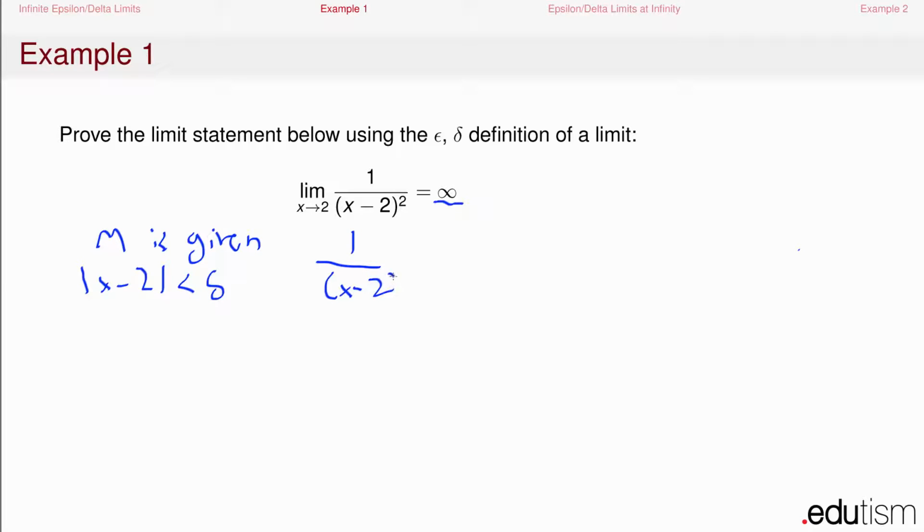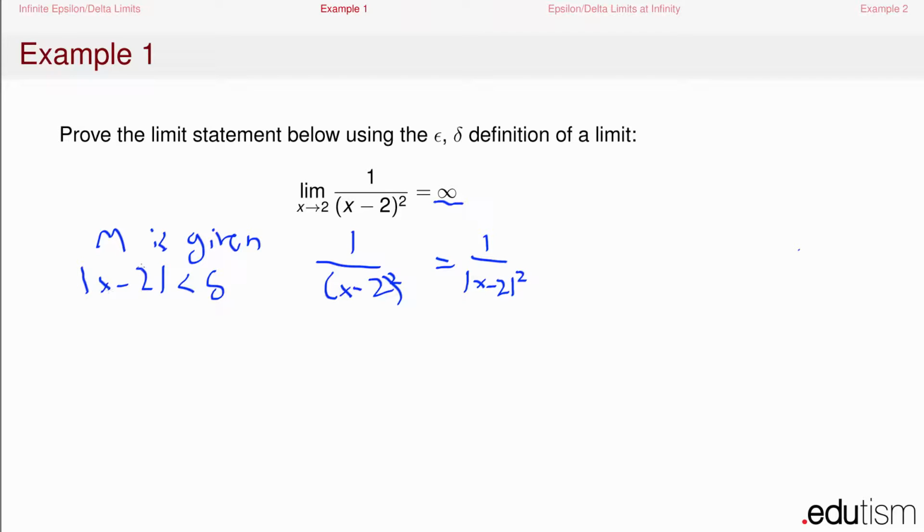What does this say about 1 over (x minus 2) squared? Well, (x minus 2) squared is the same thing as the absolute value of x minus 2, squared. This is because (x minus 2) squared is always going to be a positive number. So if we take the absolute value, make it positive, and then square it, it's the same thing as just squaring it right off the bat. So we want this number to be bigger than m.